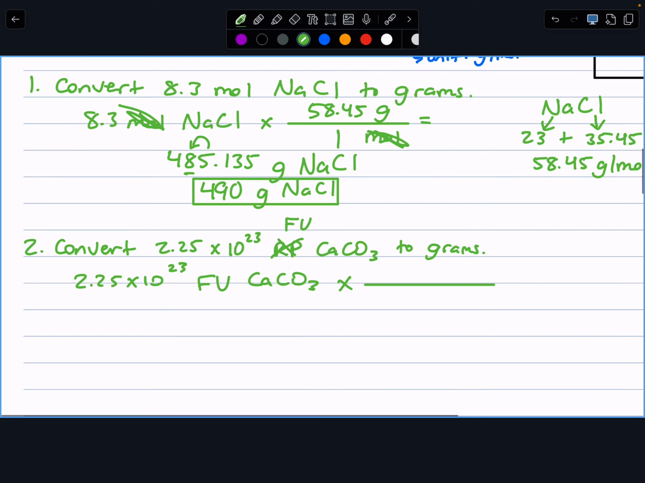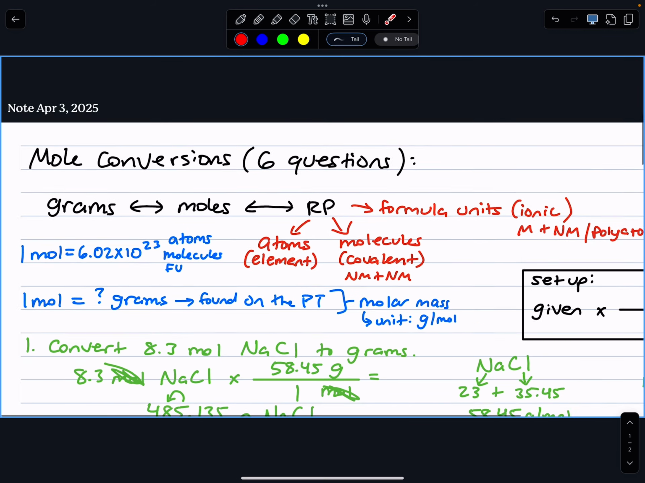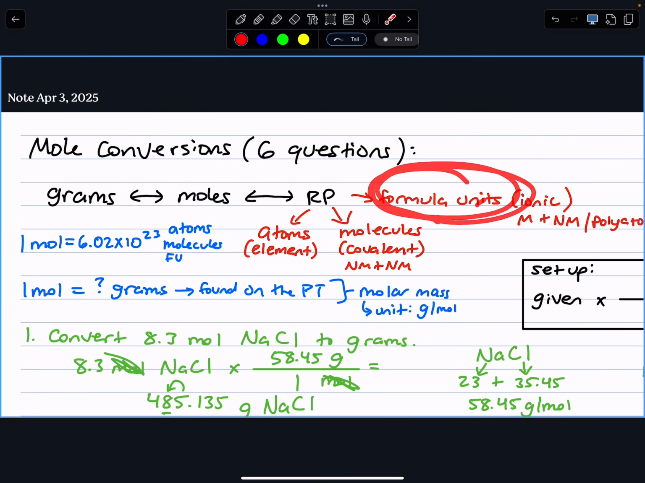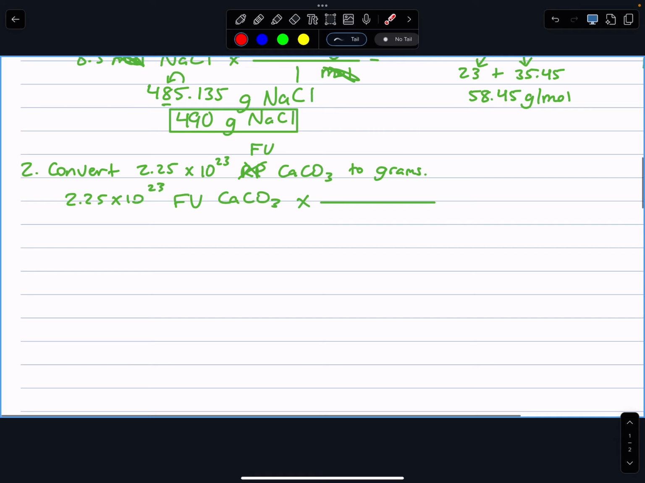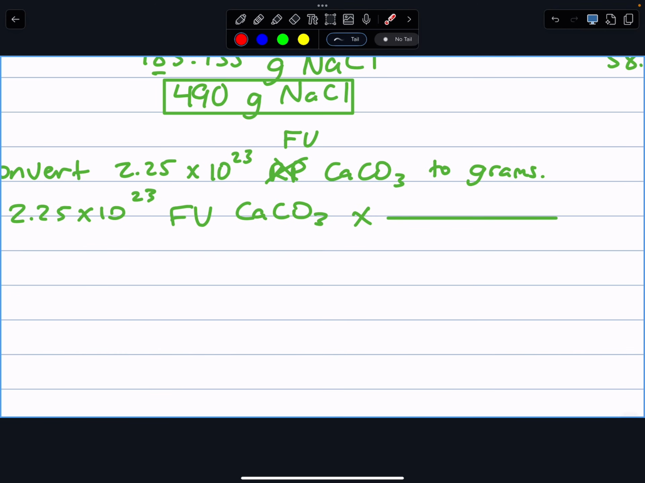What am I looking for here? Oh, grams. Grams. So pay attention to this part, please. Look. What am I starting with? What am I looking for? Grams. What am I starting with? Formula units. What am I looking for? Grams. How many steps is that? 2. 2 steps. So where am I going to go first? So where's that going to go if I'm looking for it? The top. Good. And what goes on the bottom?